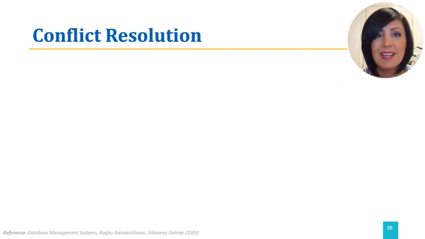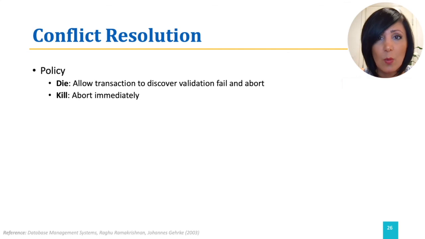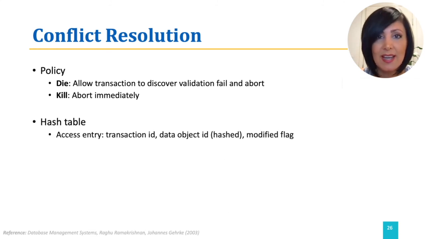The solution to this is using a mechanism similar to locking, but more lightweight. At the validation time of transaction Ti, we check whether any of the items written by it will be read by any transaction Tj. If that is the case, well, Tj needs to abort. It is either done right away, in which case we have a kill policy, or it will abort when it is going to be validated, which we call the die policy. To do this, we use a hash table with entries including transaction ID, data object ID, and modified flag.